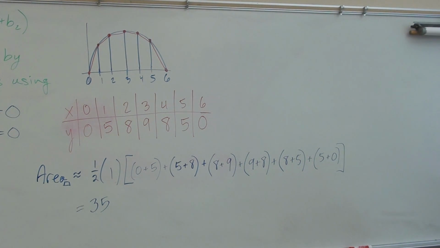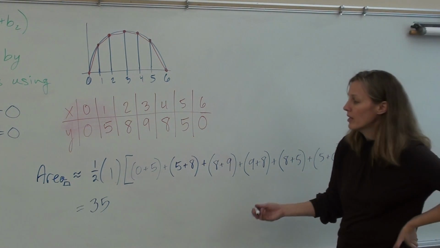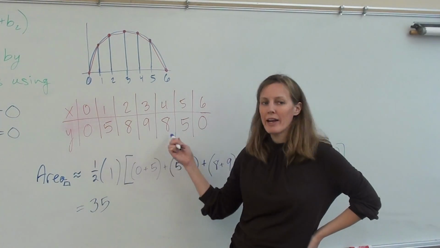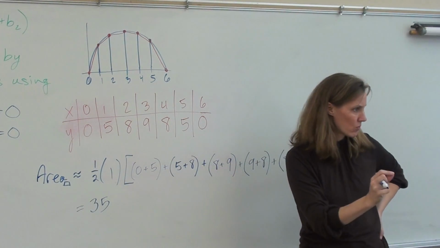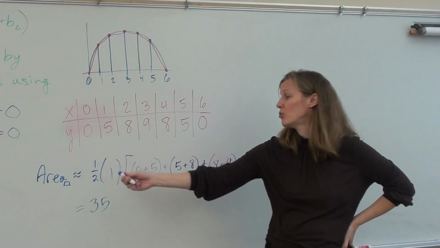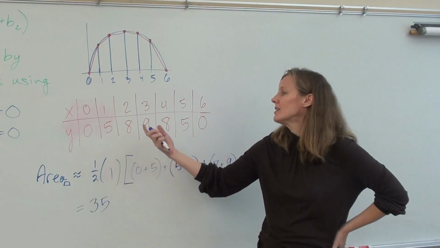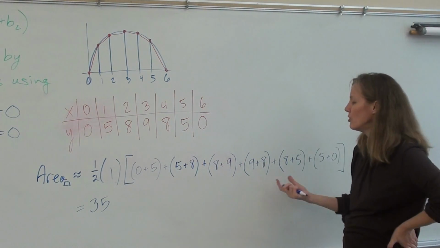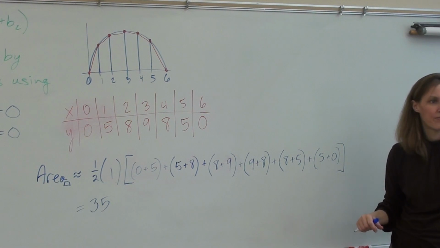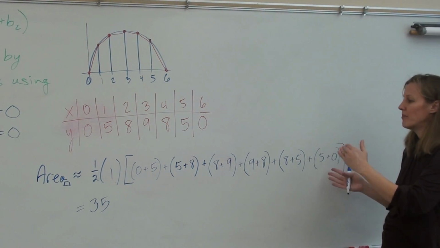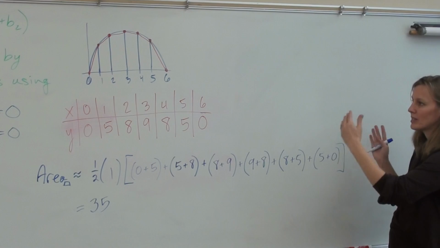So that's trapezoids. So for rectangles, you just do width times height, 1 height for each rectangle. For trapezoids, you do 1/2 times the width times the sum of the heights. So you're going to have 2 numbers for each trapezoid. Every number gets used twice except the ones in the ends.